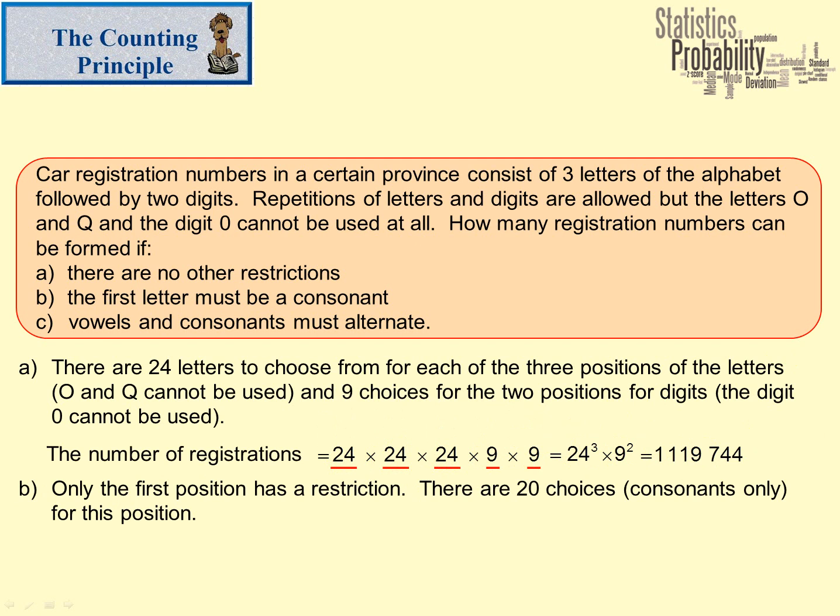B. Only the first place has a restriction. First letter must be a consonant. So there are 21 consonants in the alphabet, and we're taking Q out. So therefore 20. So you see we have 20 options for the first place, but then 24 for the other 2 letters, and still 9 for the remaining digits.